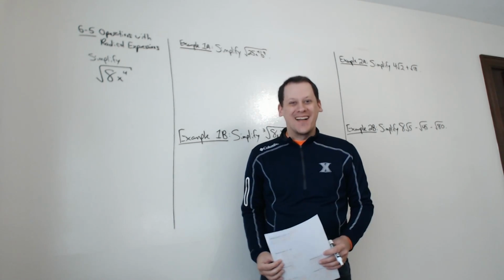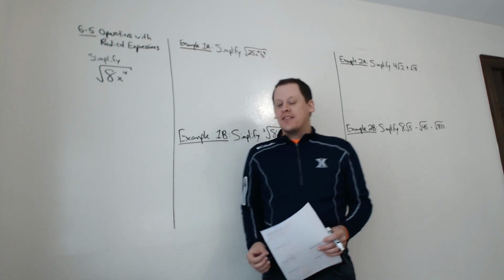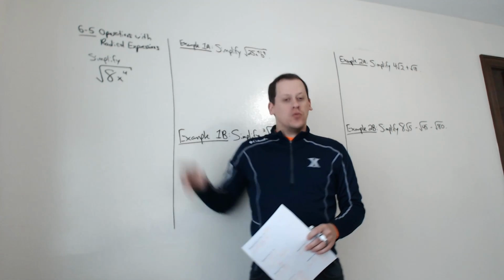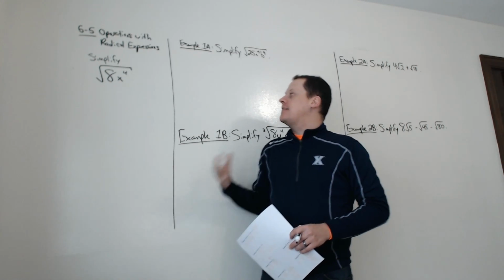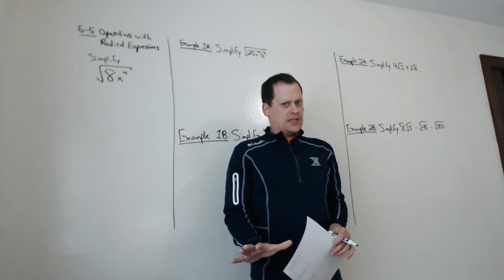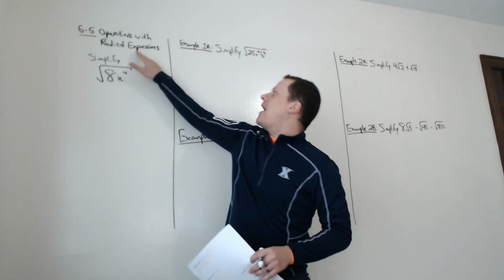Alright, welcome back. Today we are starting Chapter 6, Section 5. So we've been dealing with things that are under these roots, and in this section we're just going to essentially take things up a notch in a reasonable way. And we're going to be doing different things with radical expressions.